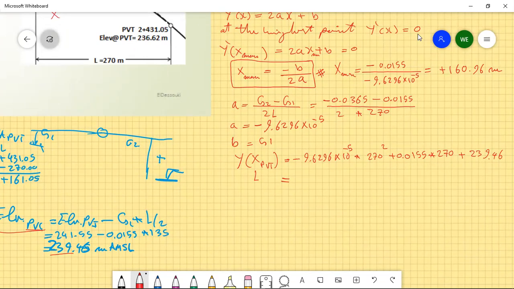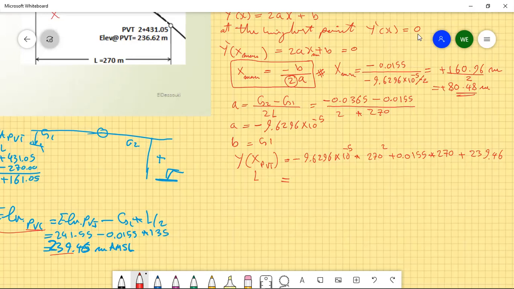Oh, okay, I see. We made a mistake in this equation here. We are supposed to divide it by 2, but here we put only a. So this must be divided by 2. So actually x maximum will be 80.48 meters. That's correct. This 160 is wrong.